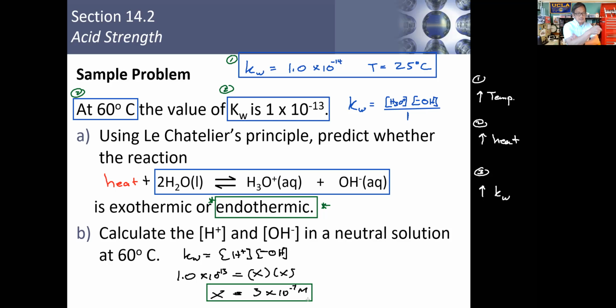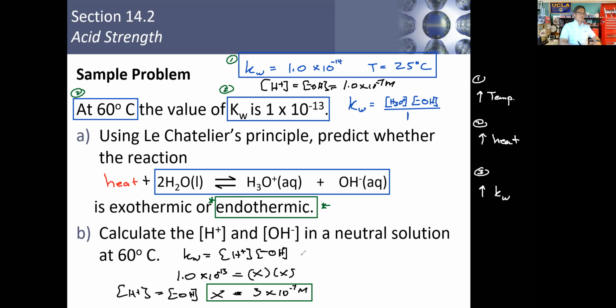Is this solution here, and keep this in mind, with a concentration of hydrogen ions and a concentration of hydroxide ions, which is now 3 times 10 to the minus 7? Remember, the hydrogen ion concentration and hydroxide ion concentration up here is going to be equal to 1 times 10 to the minus 7 molar. So we have increased the concentrations of both of those.